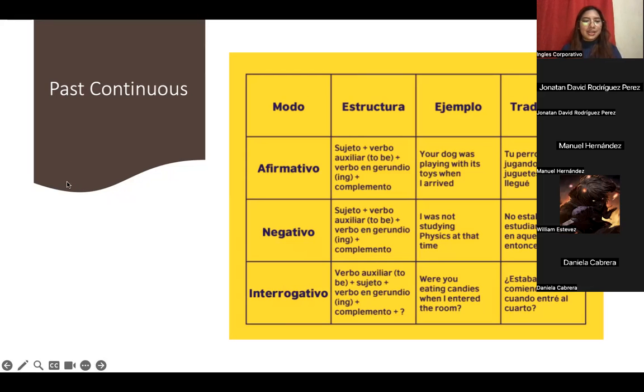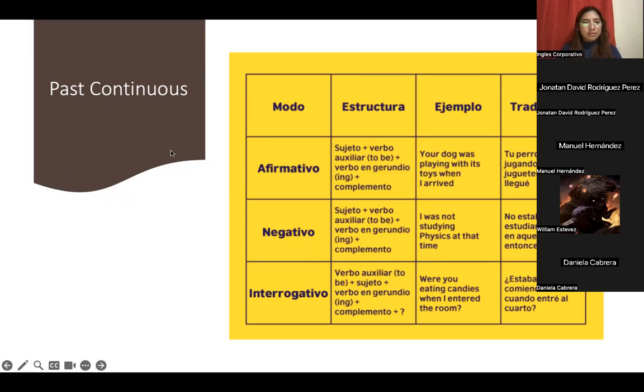Okay, Joel, can you help me to read your example? Okay. I was jumping. Esto se vuelve como una O. Jumping. Okay. Thank you. So here we have, let me see, someone else. I was listening to music on the radio. I was jumping.